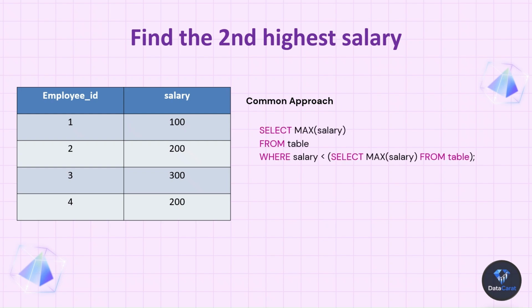So now most people solve it like this. They find the maximum salary that is less than the overall maximum. And yes, this may work in most of the cases, but it is not generally the best approach. As you can see here, there are two employees that share the same salaries.